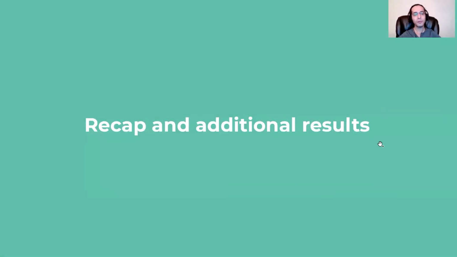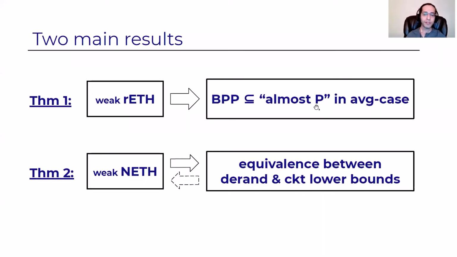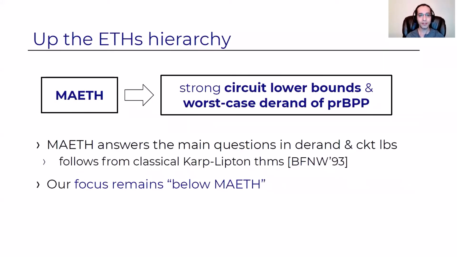Finally, let's now do a quick recap and mention some additional results from the paper. What we've seen so far is that RETH implies a very fast derandomization of BPP, and that NETH implies that the derandomization and circuit lower bounds are completely equivalent. And one can reasonably ask what happens if we go further up the ETH hierarchy to a stronger exponential time hypothesis. So there we have an easy answer.